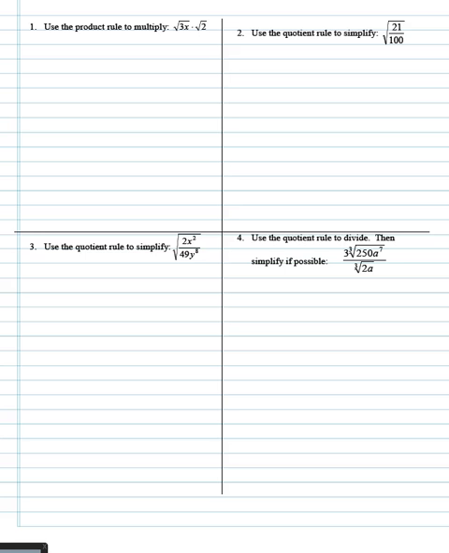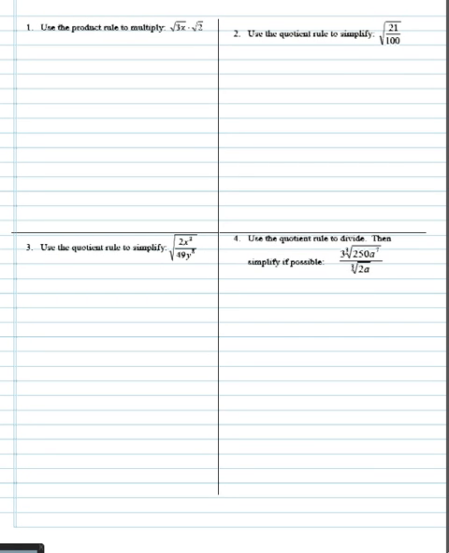Alright, let's go ahead and work on test 5. If I'm going to read the first problem, it says use the product rule to multiply radical 3x times radical 2x. So the easiest way to work this out is to combine the radicals because there's nothing I can simplify. So radical 3x times radical 2x.